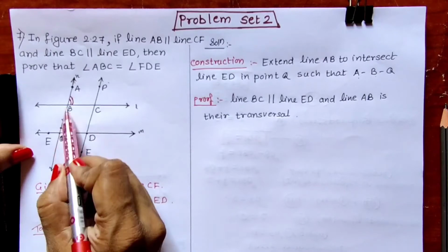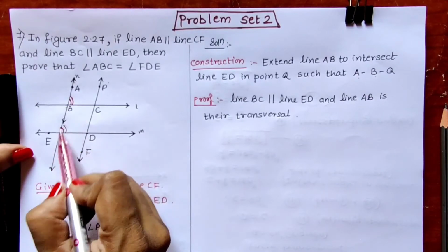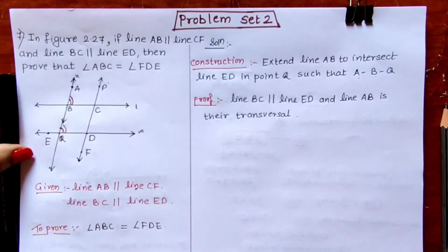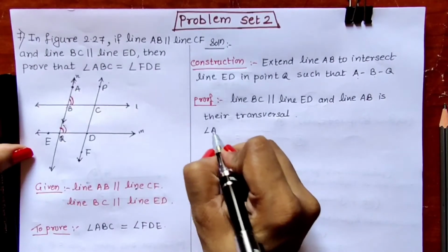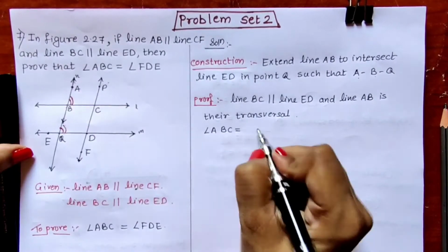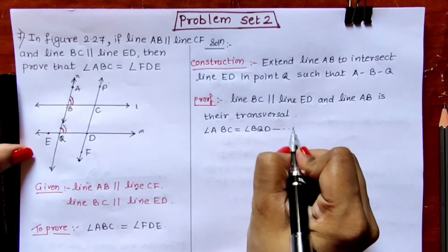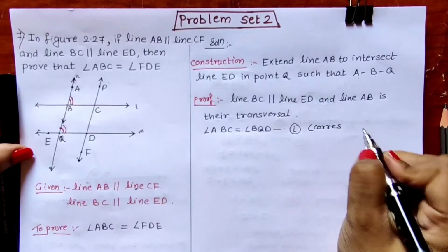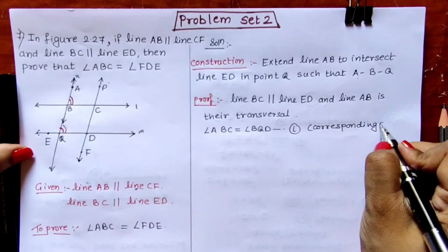BQD is also having one arm. This is angle Q. BQD means angle Q. One arm in the upward direction, other arm in the right hand side. That means these two angles are corresponding angles, and we all know corresponding angles are congruent. That means angle ABC is equal to angle BQD. This will be our first statement. The reason for this statement is they are corresponding angles, and that's why they are congruent with each other.